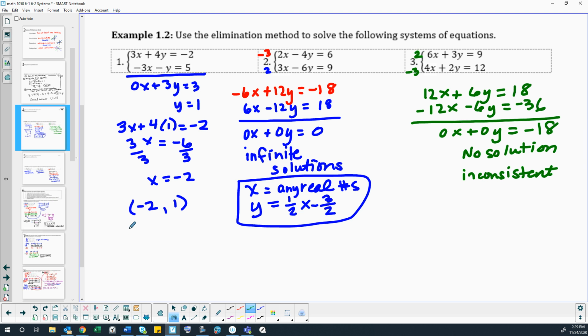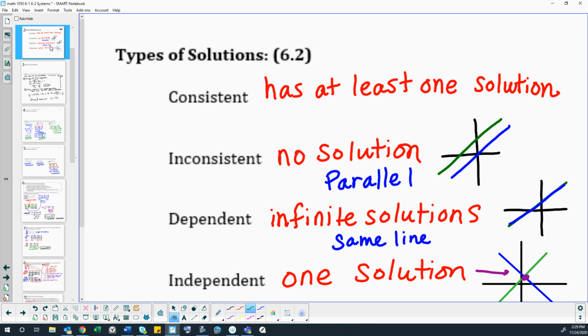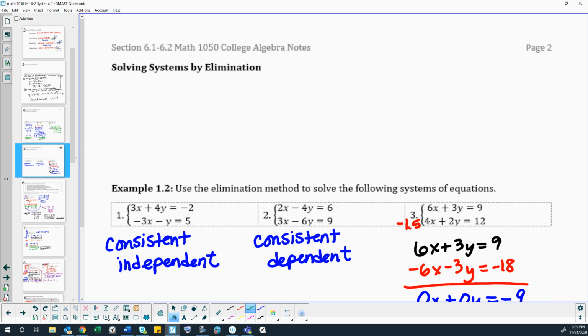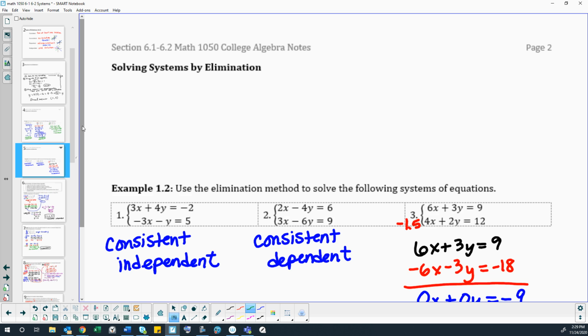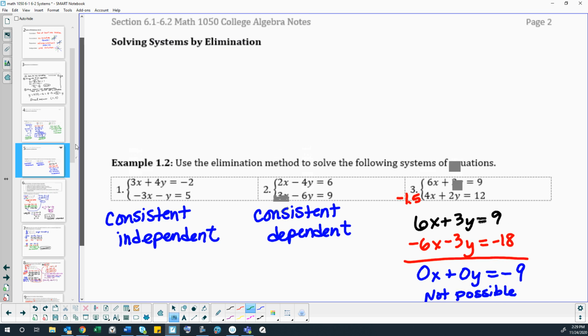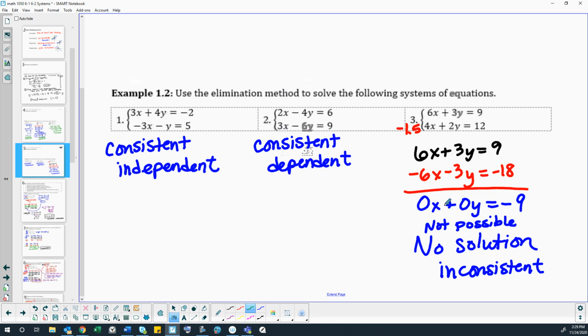So here we have consistent, independent. And this one is consistent but dependent. And this one's just simply inconsistent. That goes along with these things we talked about earlier, correct? All right. Oh, well, look at that. I went to my next page where I actually went through those possibilities together, and that matches up with what we're doing.